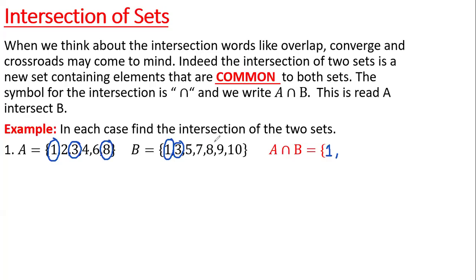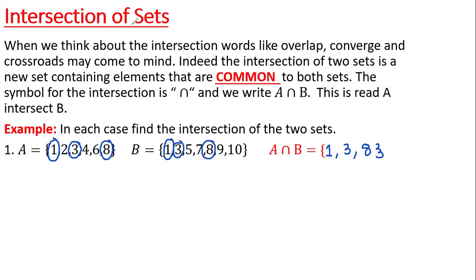So 1, 3, and 8. Do we agree that's 1, 3, and 8? Y'all agree? Very good. That is the intersection. Does that make sense? 1, 3, and 8 is the intersection of the two sets. A intersect B is 1, 3, and 8.